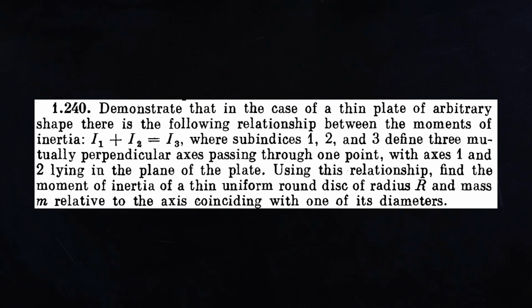Irodov problem number 1.240. Demonstrate that in the case of a thin plate of arbitrary shape, there is the following relationship between the moments of inertia: I1 plus I2 equals I3, where sub-indices 1, 2 and 3 define three mutually perpendicular axes passing through one point, with axes 1 and 2 lying in the plane of the plate. Using this relationship, find the moment of inertia of a thin uniform round disk of radius r and mass m relative to the axis coinciding with one of its diameters.